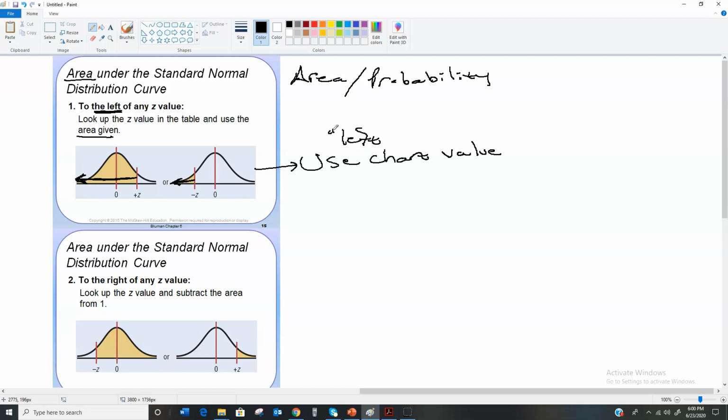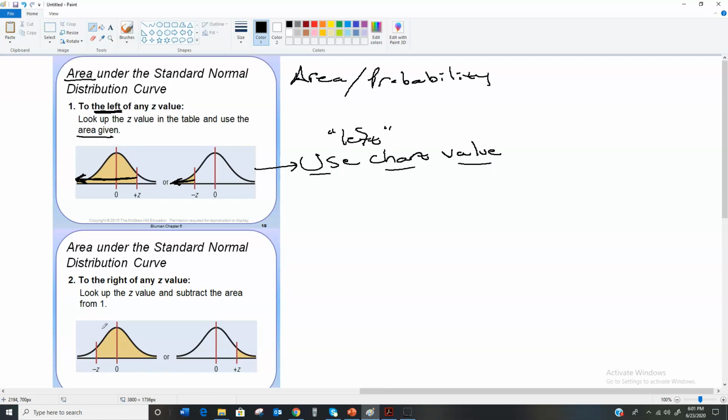Now, when we're talking about actual problems, when we get into 6.2, they won't always say left, but what they'll say is below, under, less than, no more than, any of those keywords that give you that idea. It's downward. Those all are to the left. So it could say, what's the likelihood that it's 39 inches or less? What's the likelihood that it's below 39 inches or no more than 39 inches? There's going to be different wording for the language versions, but anything that means going downward, this is what we do. We just use the chart value.